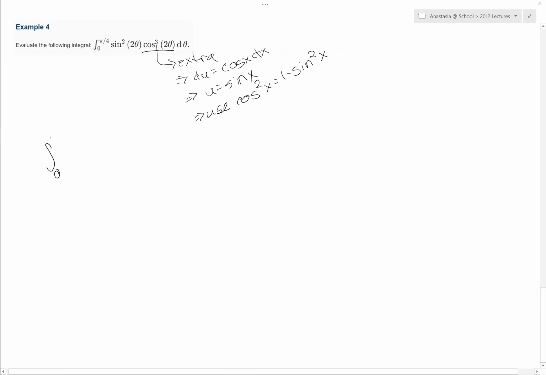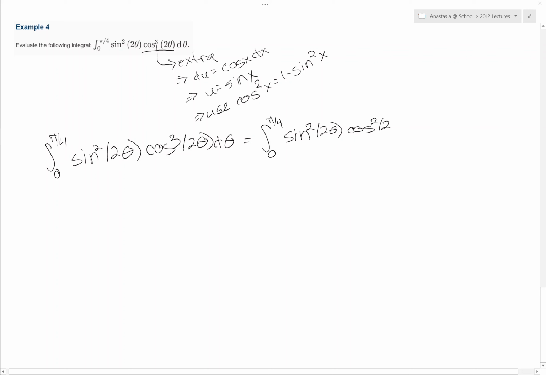So the integral from 0 to pi over 4 of sine squared 2 theta cosine cubed 2 theta d theta. First I'm going to pull off an extra cosine. So we'll have the integral from 0 to pi over 4 of sine squared of 2 theta cosine squared of 2 theta times cosine of 2 theta d theta. Remember, we're pulling this off to be our du, so that we need to rewrite everything else in terms of sine.